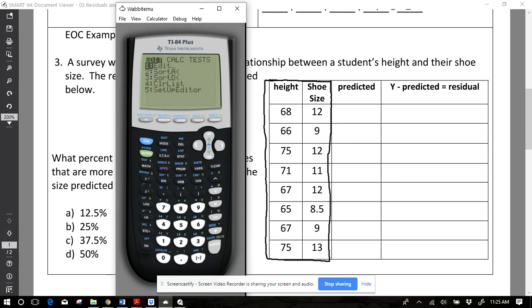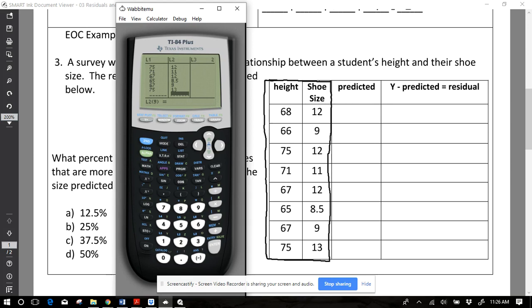So stat, edit. 68 enter, 66 enter, 75 enter, 71 enter, 67 enter. The enter didn't go through last time. There we go. 65, 67, and 75. So these are the heights of different students. Next, I'm going to go over to L2 and type in their shoe size: 12, 9, 12, 11, 12, 8.5, 9, and 13.